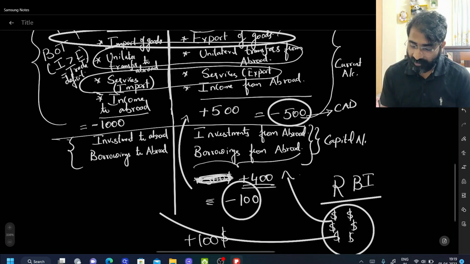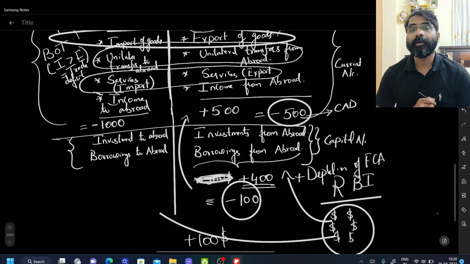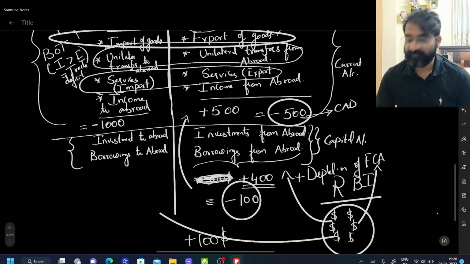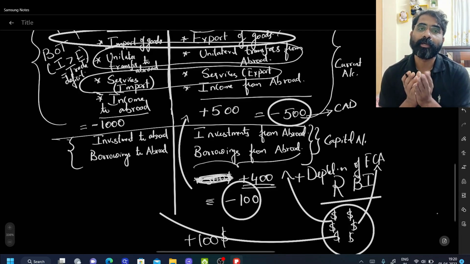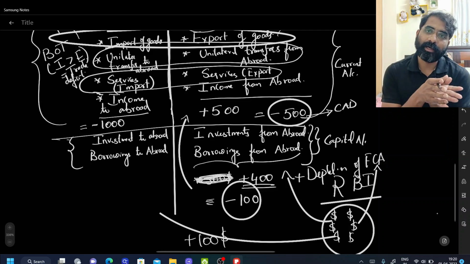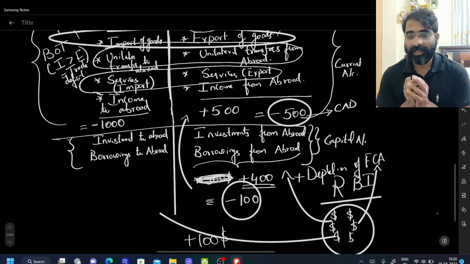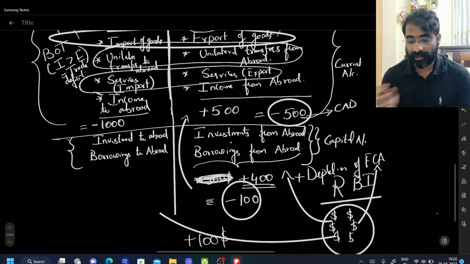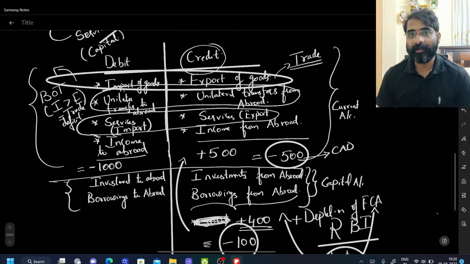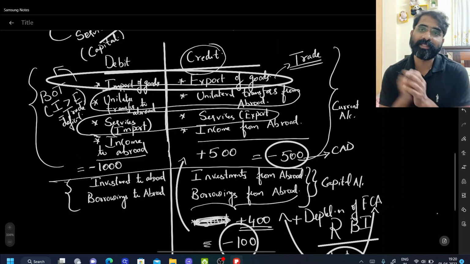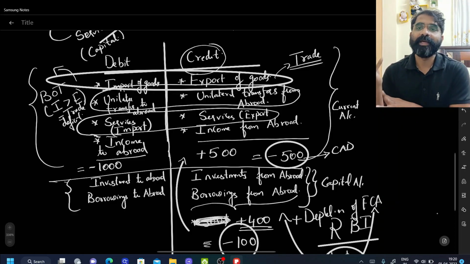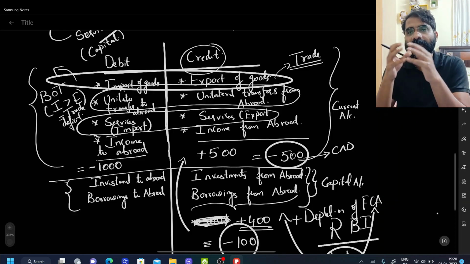So depletion of foreign currency assets, because assets are decreasing here. Why? We are pulling it out from the RBI's account. But it is moving into the economy, it is moving into the BOP. Therefore depletion of foreign currency asset will be part of the credit, because money is moving into the account, but there is depletion from the RBI's basket or the Forex.